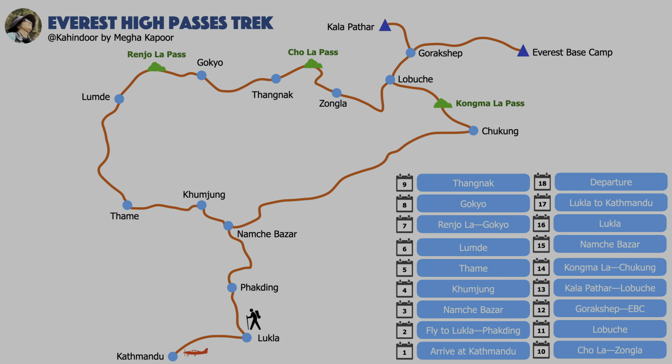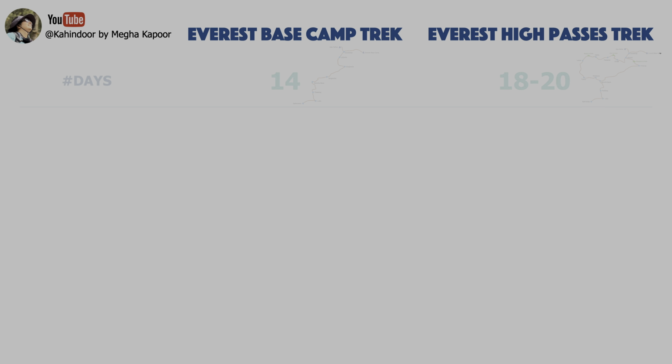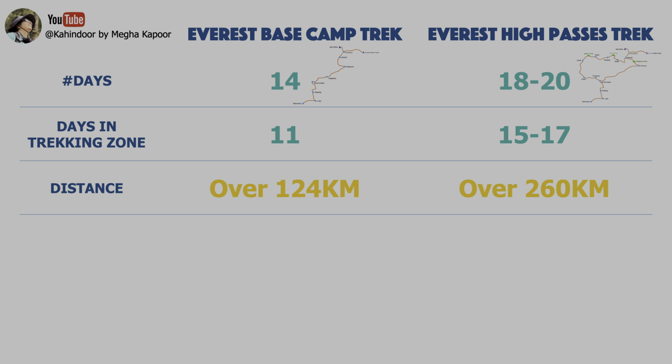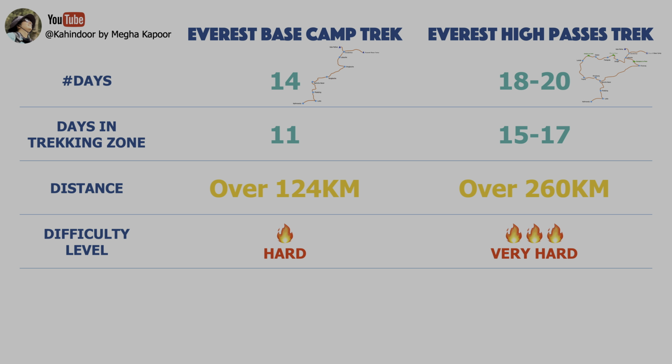So the first biggest difference between the two hikes is the number of days. During EBC, you will spend almost 11 days in the trekking zone, and during Everest High Passes Trek, minimum 15 days in the trekking zone. Since Everest High Passes is a longer trek, you would be hiking more than 260 kilometers, and of course it is much harder and challenging as compared to the EBC trek.